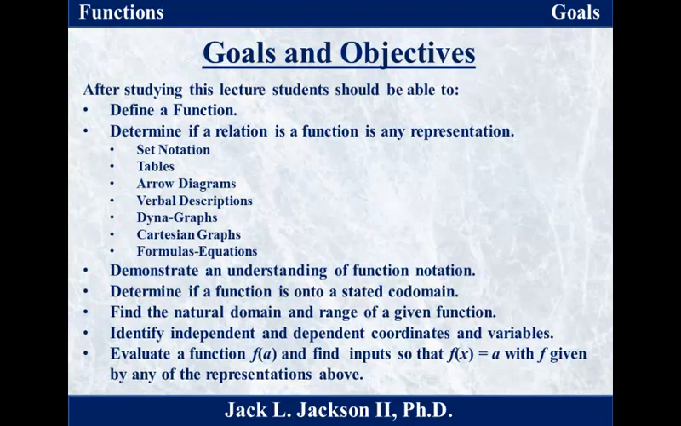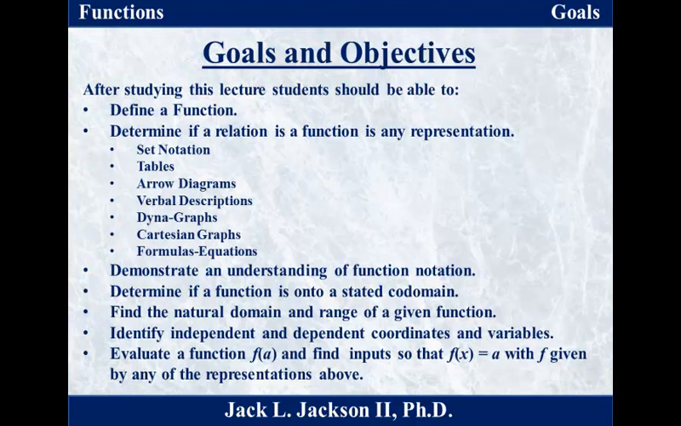You should be able to determine if a function is onto a stated codomain. You should be able to find the natural domain and range of a given function if it's not given to you in the statement of the function name. If they leave off that first line, you should be able to tell what it is anyway, because we have some standard assumptions that we apply. We need to be able to identify what we mean by independent and dependent variables and independent and dependent coordinates. And we should be able to evaluate a function at a particular input value. So in other words, be able to tell what f of a is. So it's basically finding outputs for given inputs.